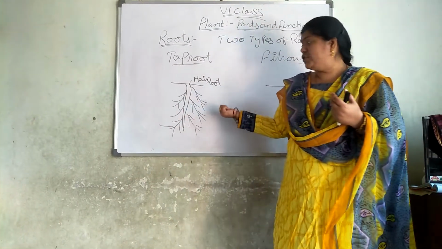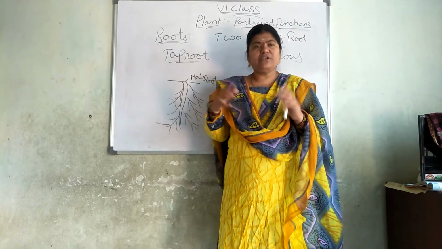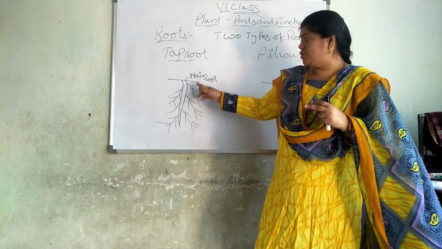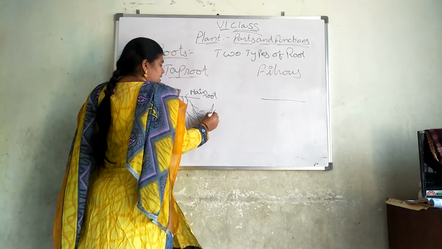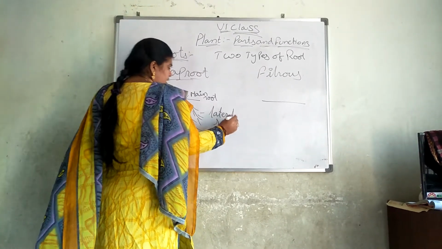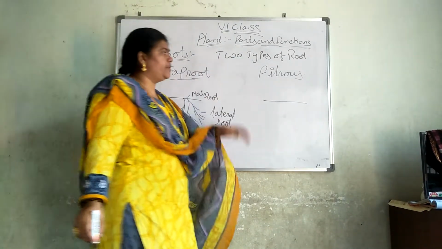And the leaves of this taproot system will be very broad, thick and broad leaves will be there. This is called as main root and the side roots are called as lateral roots.